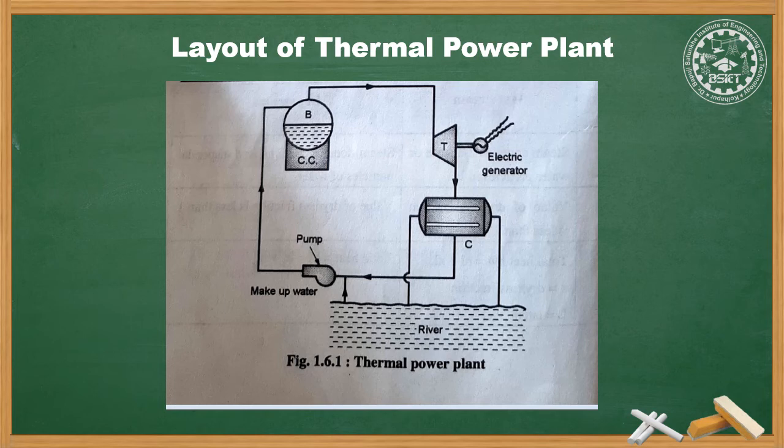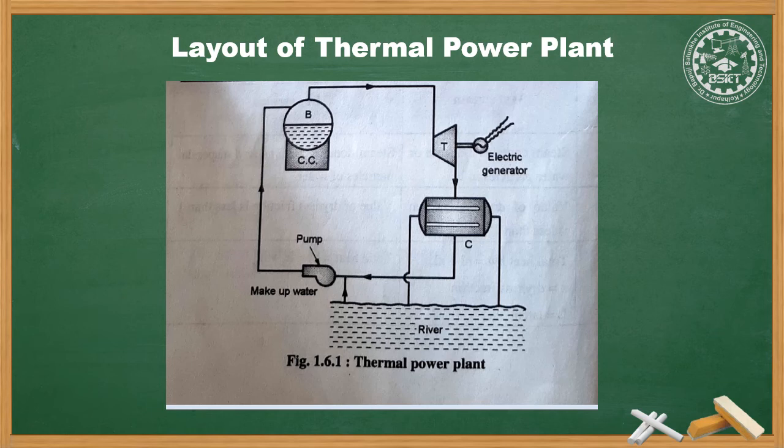The first one is the combustion chamber, denoted by CC. The combustion chamber is a place where burning of coal, oil, fuel or gas takes place. The heat is generated in this combustion chamber. The second is the boiler. The boiler is connected to the combustion chamber. The heat coming from the combustion chamber is used inside the boiler to generate steam from water.